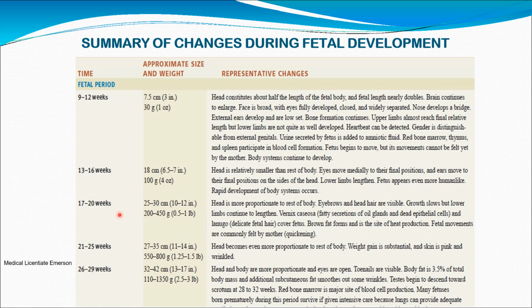Then let's go to 17 to 20. So the head is more proportionate to the rest of the body. The eyebrows and the head hair are visible. Growth slows, but the lower limbs continue to lengthen. Then you have the vernix caseosa, which is the fatty secretions of oil glands and dead epithelial cells. And you have the lanugo, which is the delicate fetal hair, which covers the fetus. Then brown fat forms, and it is the site of heat production. Then you have fetal movements, which are commonly felt by the mother, which is quickening. Now, the quickening will begin during this 17 to 20 weeks, but usually in the latter period of the 17 to 20 weeks.